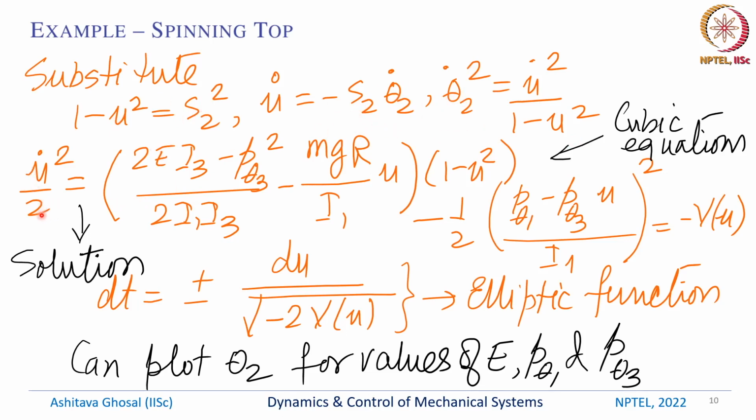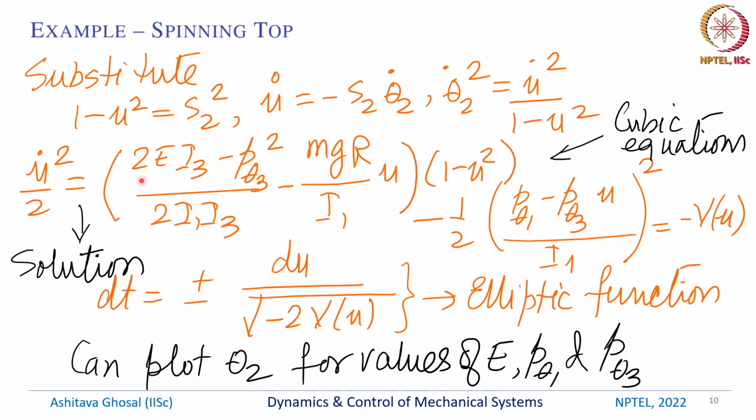And then we will get this expression, which is u dot square divided by 2. This is given by (2 E I3 minus p theta 3 square) divided by 2 I1 I3, minus mgr u divided by I1, and the whole thing multiplied by (1 minus u square), and minus half (p theta 1 minus p theta 3 u) divided by I1, again whole square.